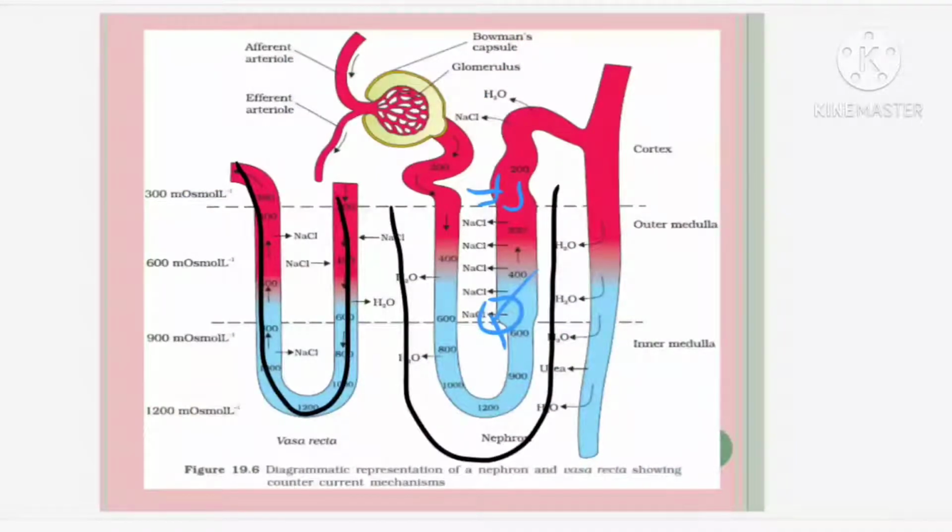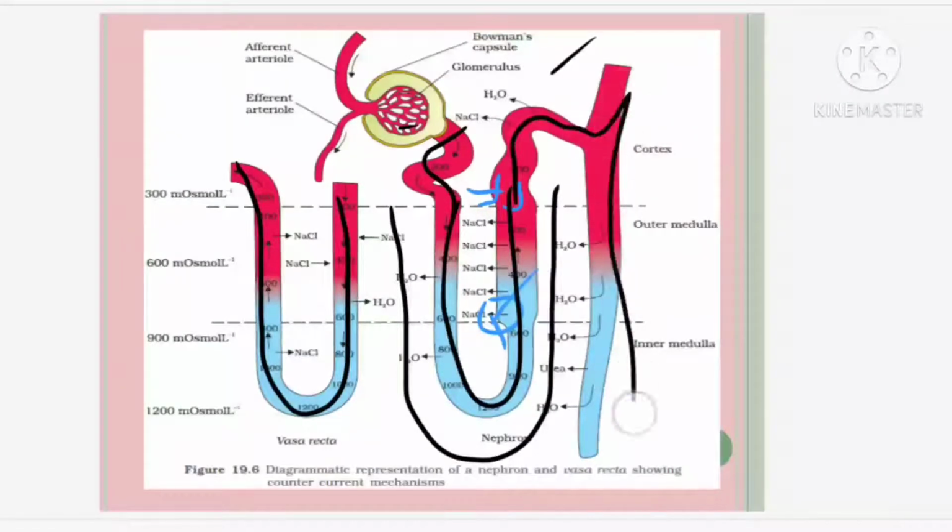Listen, students, I have told you this is the nephron. We have already discussed the nephron in the last class. There is a Bowman's capsule, then you can find the proximal convoluted tubule, Henle's loop, distal convoluted tubule and the collecting duct. So this is the structure of the nephron, right?